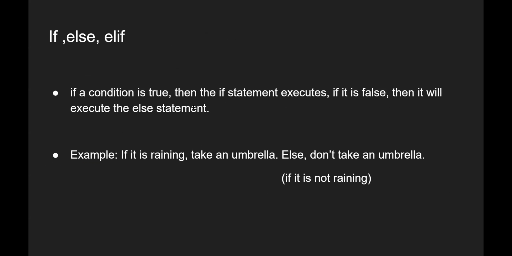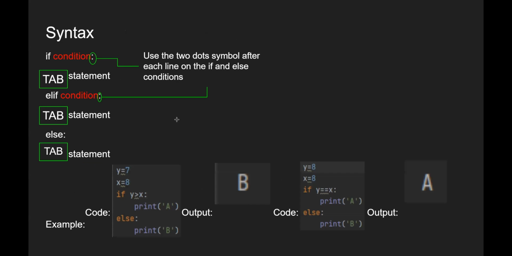So there's also the if statement. So if the if condition is true, then the if statement executes. But if it's false, then it will execute the else statement. So we have to say if their condition and then a colon. Then we say tab and then put a statement. And we can put elif condition, colon, tab, statement, and then else, tab, statement.